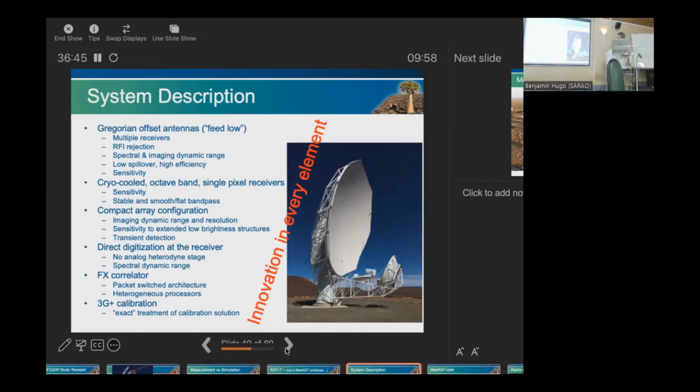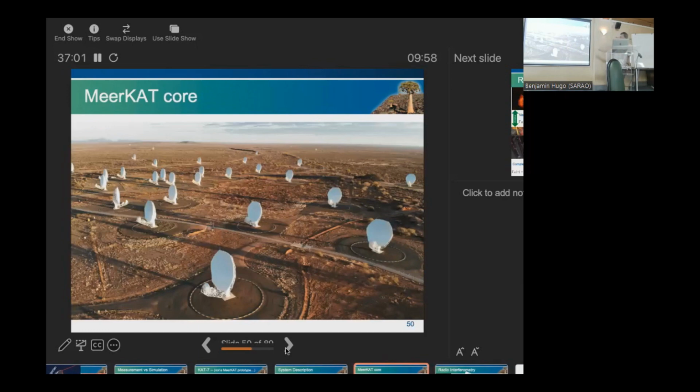So we came up with the detailed design for MeerKAT. Gregorian offset, cooled octave feeds, a fairly compact array configuration, digitize the signal very directly at the receiver, use an FX correlator, and use the best calibration. Long story short, we built MeerKAT.